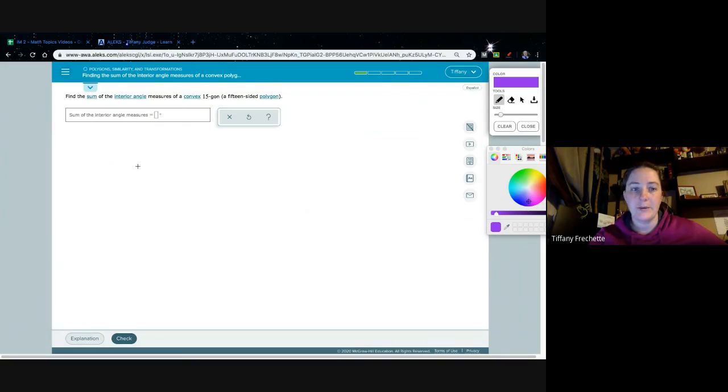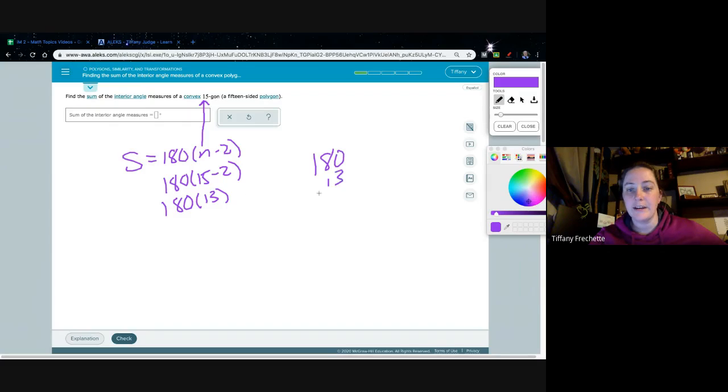All right, so we have S equals 180 times n minus 2. I'm just rewriting this equation. And remember, n is the number of sides. So 180 times 15 minus 2. 15 minus 2 is 13. And then I'm just going to write it off to the side here.